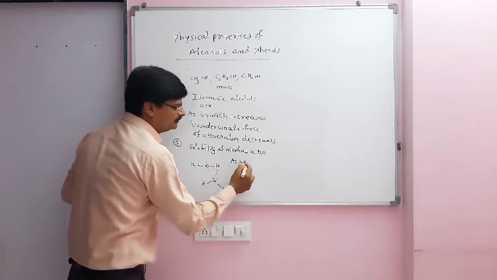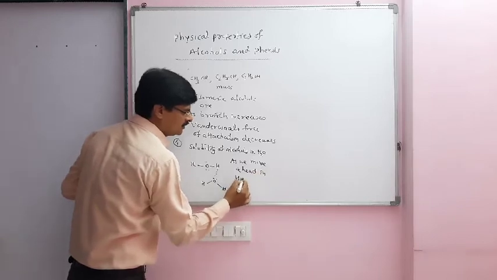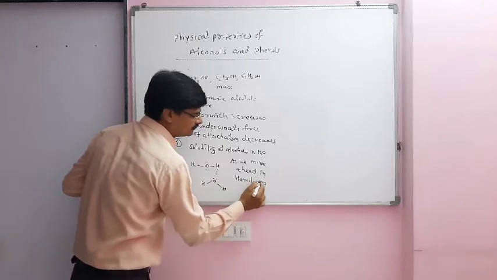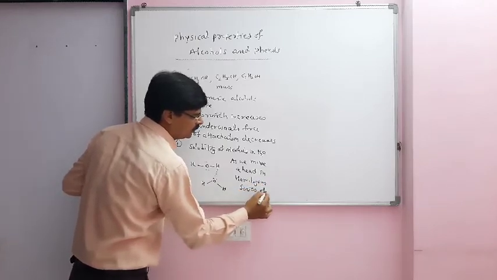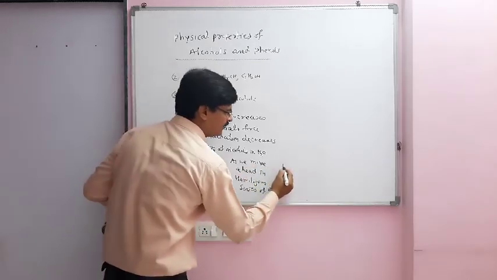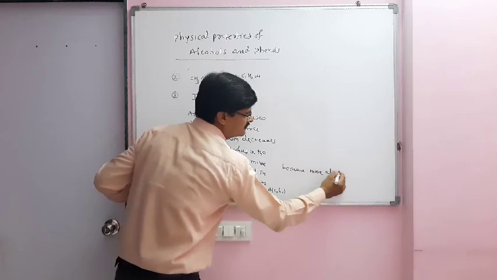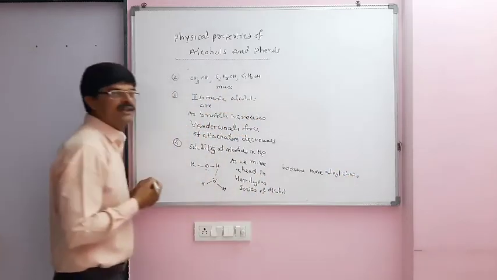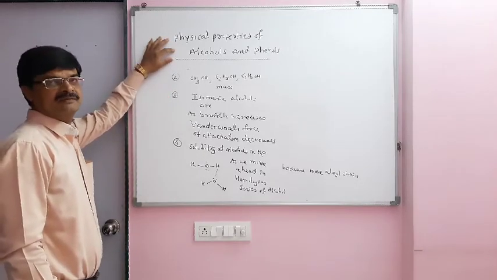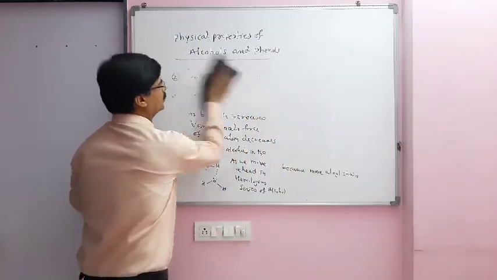But as we move ahead in the homologous series of alcohol, solubility decreases because the longer alkyl chain is hydrophobic in nature. So these were some physical properties of alcohols and phenols. Now we will discuss chemical properties of alcohols and phenols.